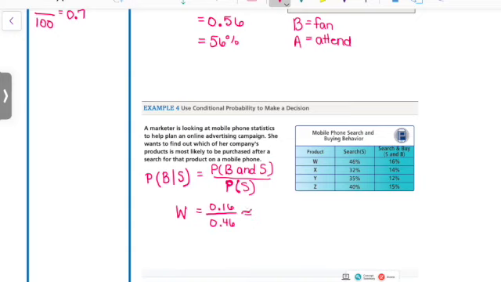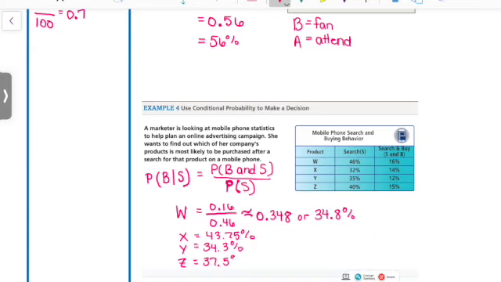Calculate that. We get approximately, I'm going to round, 0.348, or times that by 100 and get 34.8%. So for X, Y, and Z, see if after this video stops, you can get the answers 43.75%, 34.3%, and 37.5%. And that's the end of notes.